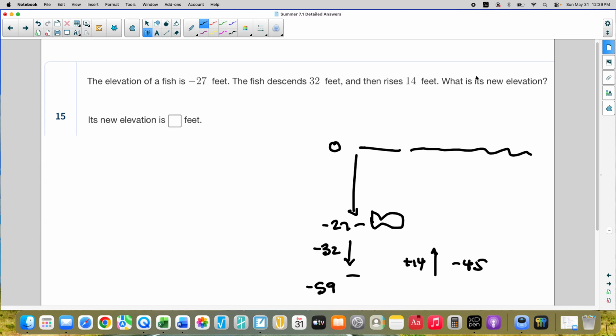So what is the new elevation? New elevation is negative 45 feet. When you're talking about water and elevation, you just have above sea level or below sea level, but it's going to be negative 45. If you wanted to do it mathematically, negative 27, then minus 32, then plus 14. And again, we get to see that negative 59 plus 14 gives us negative 45.